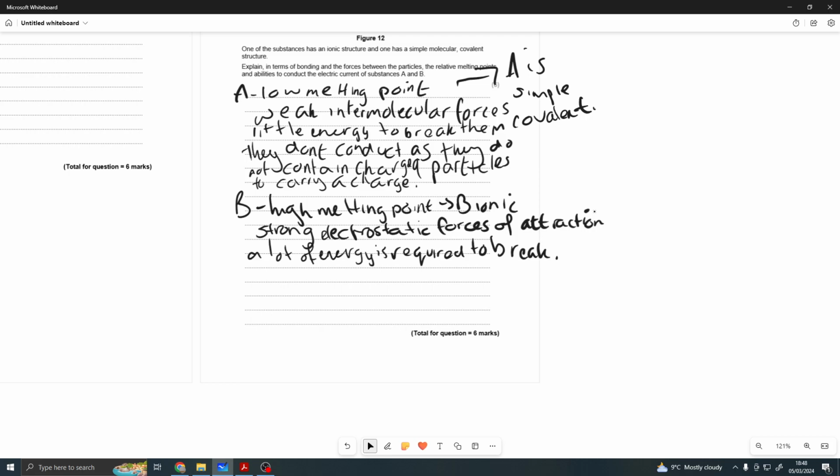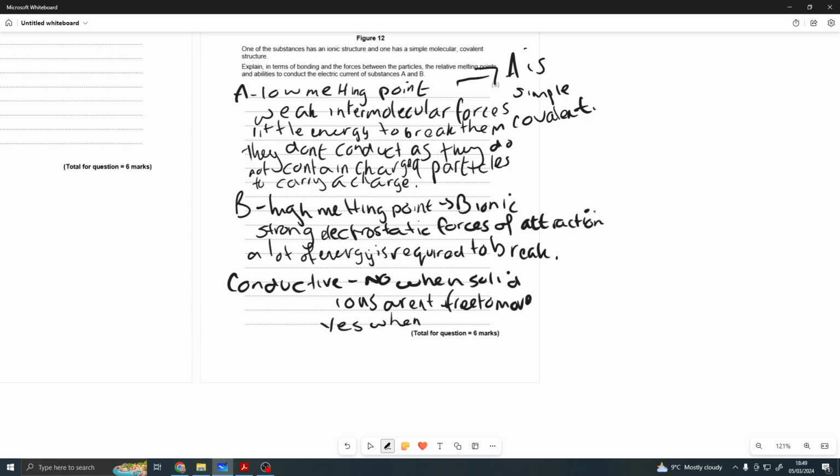So, high melting point. Now, equally, conductivity. No when solid, as the ions aren't free to move. Yes, when molten, as the ions are free to move, essentially.